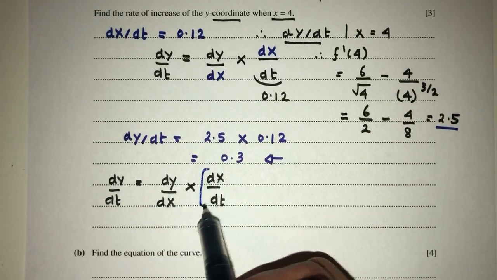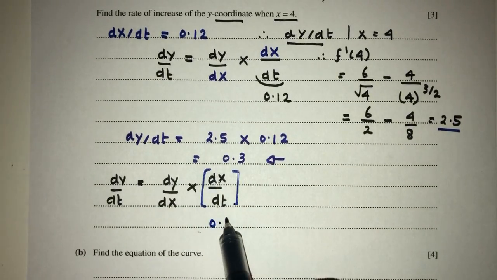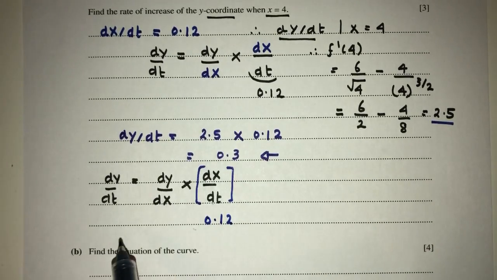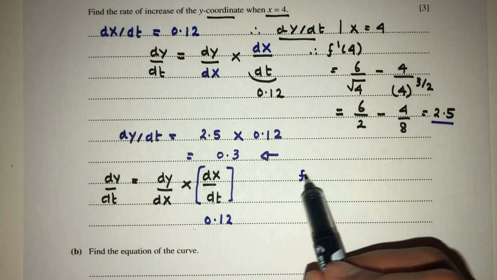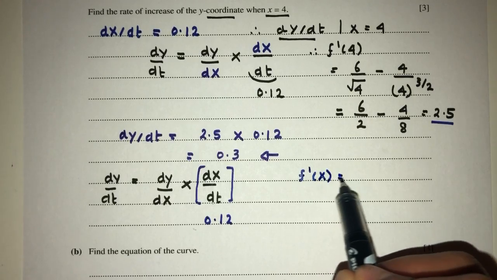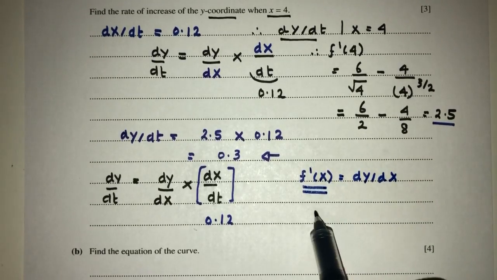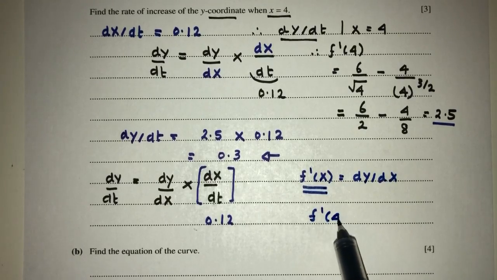So we know this one already. This is 0.12 dx by dt. And what is dy by dx? So we know that f prime of x is the same thing as dy by dx. So this is given to you. We just need to find the value here.